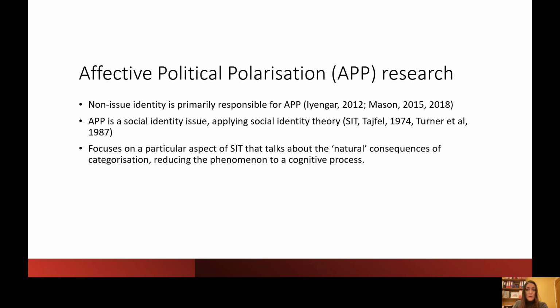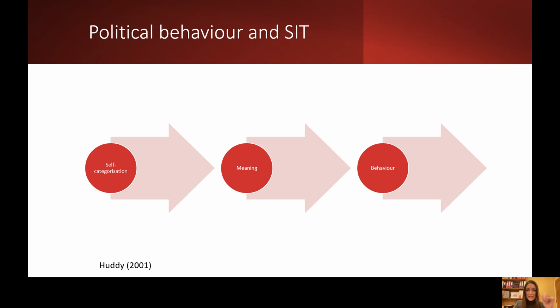Now, work on affective polarization that employs social identity theory has focused almost exclusively on this cognitive process. Although it plays an important role in affective polarization, this process is not the full extent of social identity theory. In fact, the authors of social identity theory recognize the process as a starting point only.